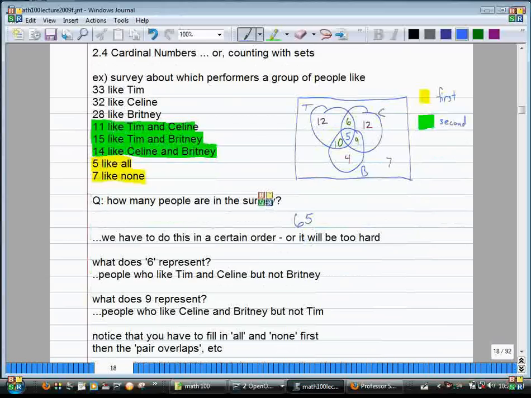So, actually, I want to talk about notation for 1 second. One of the questions here is, what does 6 represent? It's the people who like Tim and Celine, but not Brittany. Now let's go backwards. How can we write that in set notation?